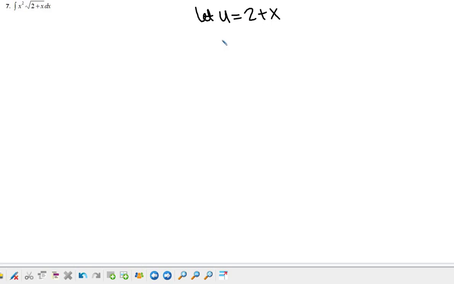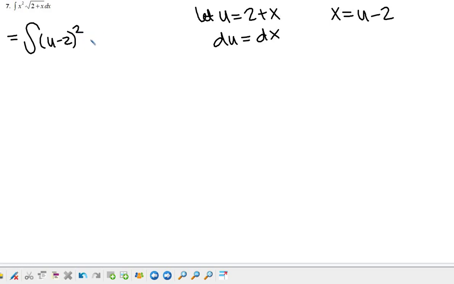But if we let u be 2 plus x, I have du because du would just be dx. But I can also still solve for this x, because I know if u is equal to 2 plus x, then x is equal to u minus 2. And then in that way, I can get the entire problem in terms of u. So I have the integral. So x becomes u minus 2, quantity squared. And then 2 plus x becomes u, so that would be u to the 1/2. And then dx becomes du.